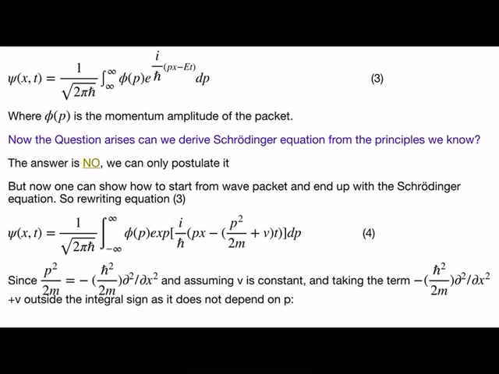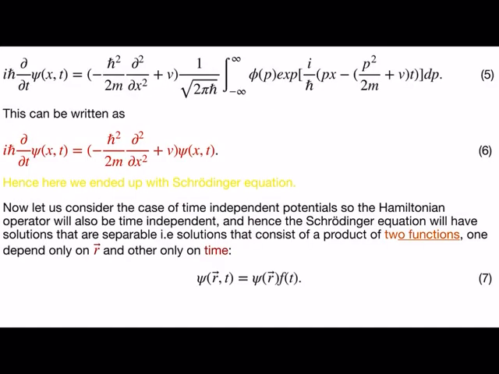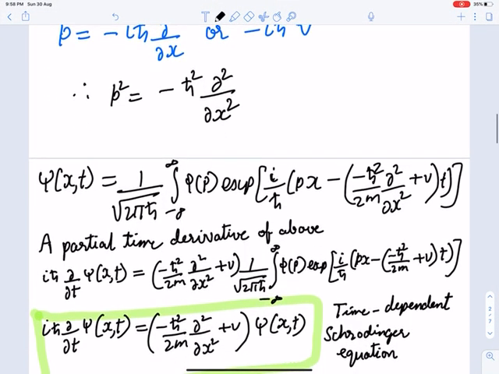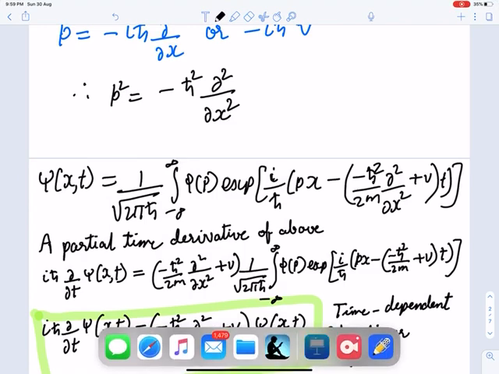Now I will show how you can go from equation 4 and come up with equation 5. This is your equation number 4, and I have written a partial. When you take the partial time derivative of equation number 4, the factor of i h cut is just to make it dimensionally correct. When you do the time derivative, the constant stays outside, minus h cut square by 2m, curly square by curly x square, plus V is the constant outside, and you come up with equation number 5.